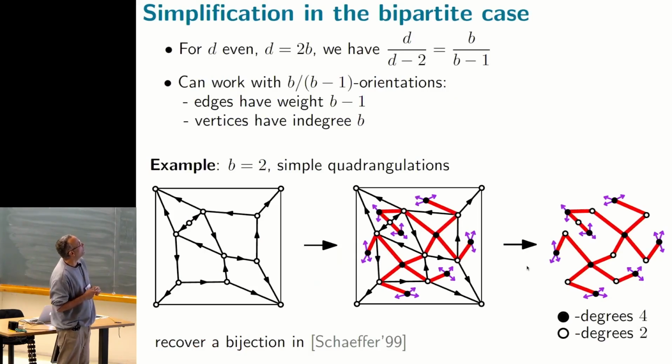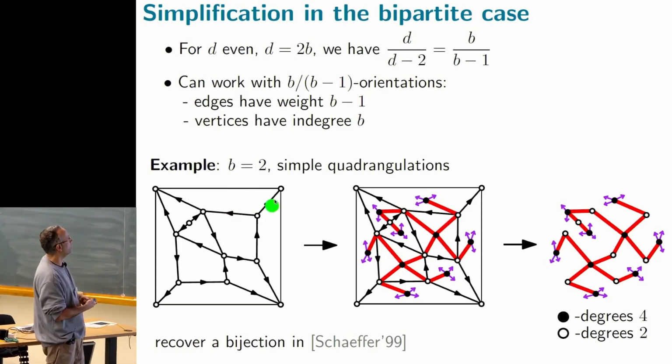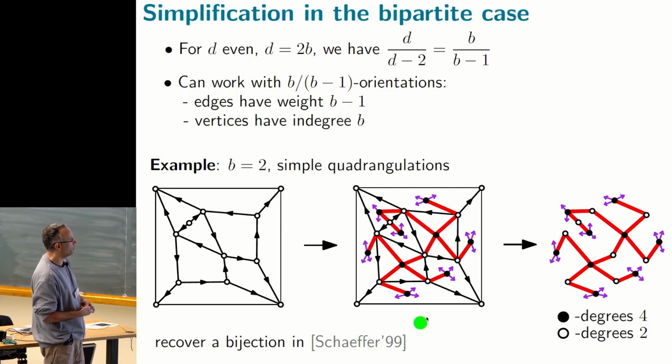Okay. So as in the BDG bijection, the trees are simpler in the bipartite case. There is a simplification at the level of orientations: if the girth is 2b, then the d over d minus 2 of the out-degrees becomes b over b minus 1. For instance, this occurs for simple quadrangulations. We really have just orientations of out-degree 2. And when we apply our general bijection, we recover a bijection of Gilles with trees that are essentially unrooted ternary trees.